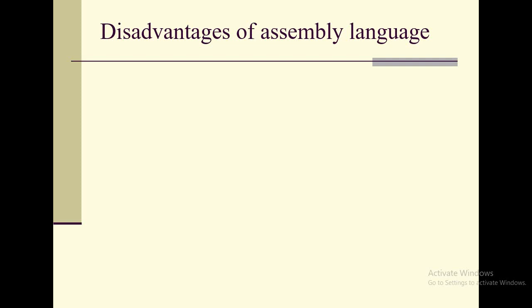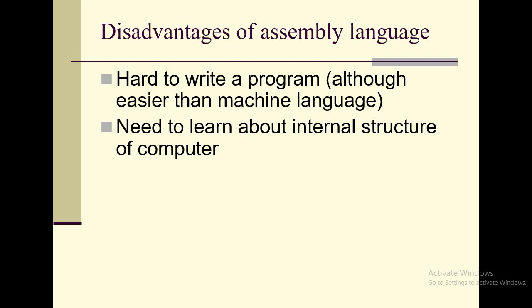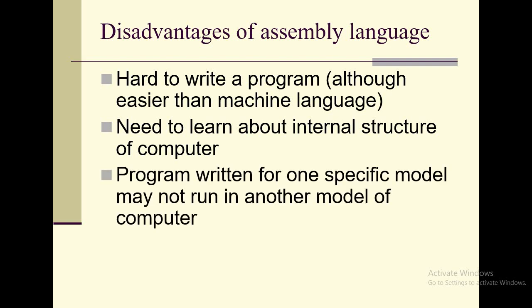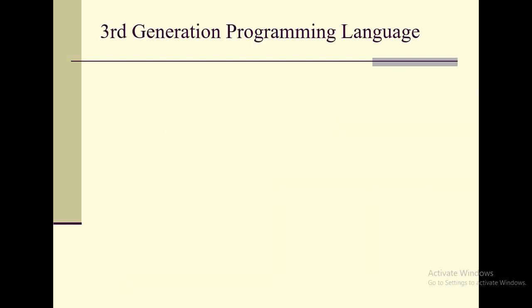Here we see some disadvantages of assembly language. It is very hard to write. Although easier than machine language, we get rid of 0 and 1, still it is hard, because you need to know about the internal structure of computer, and since you are depending on the structure of the computer, a program written for one specific model of computer may not run on another computer. It requires more time to run because you need to translate into machine language, because computer cannot understand any language other than machine language.